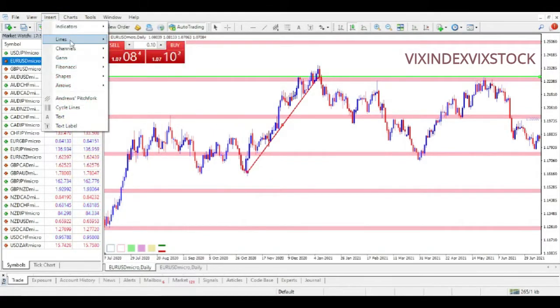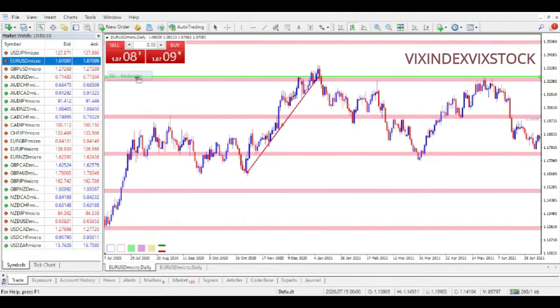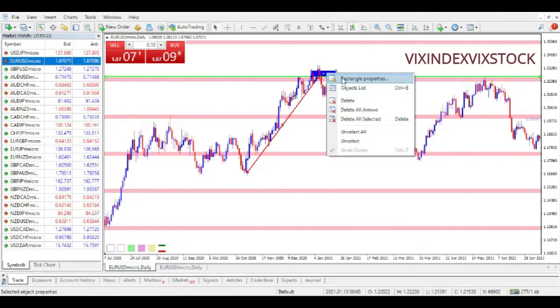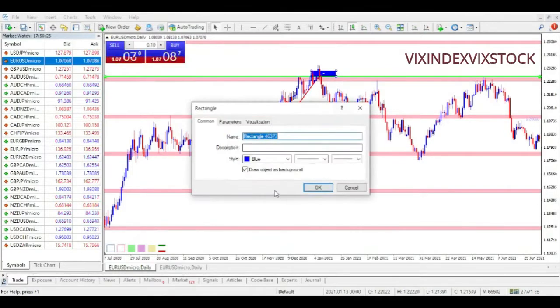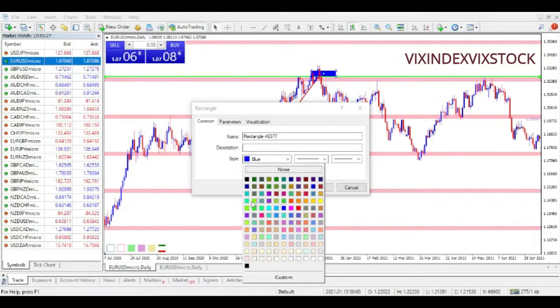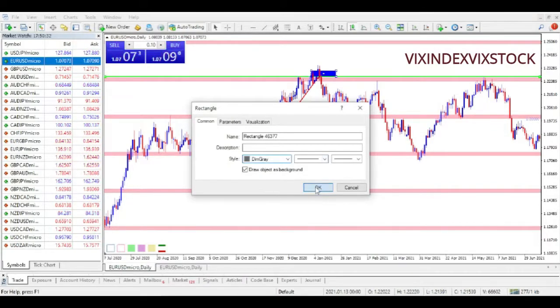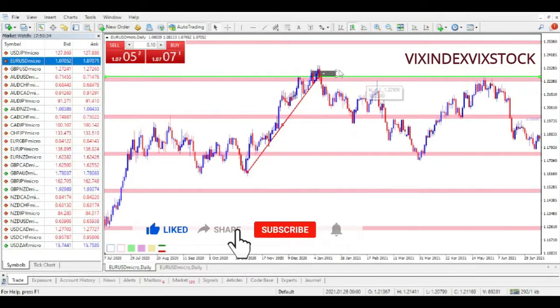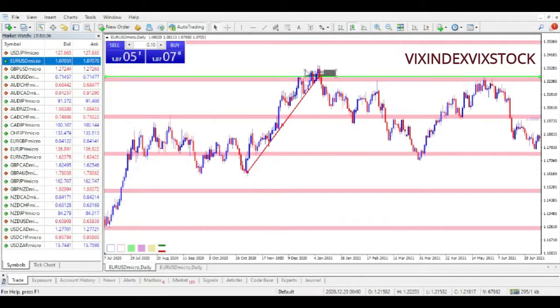So let me just highlight it so that you can clearly see. Let me see if I can change color so that it's not the same as what we already have there. Let's use gray or black. So what happened here is what we call a bull trap.